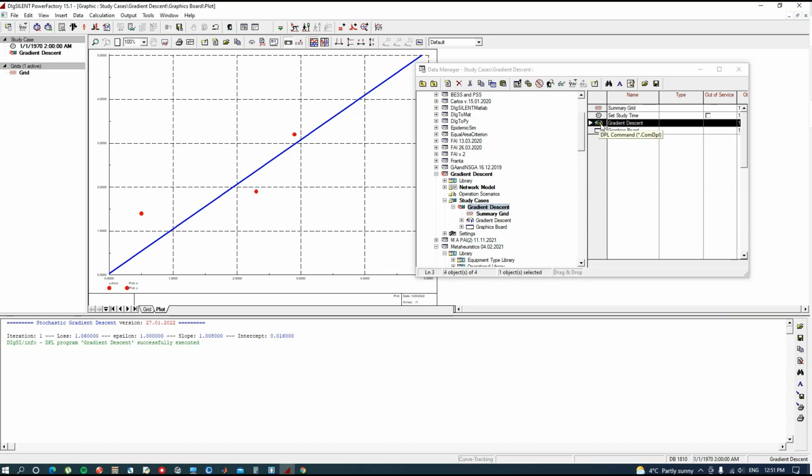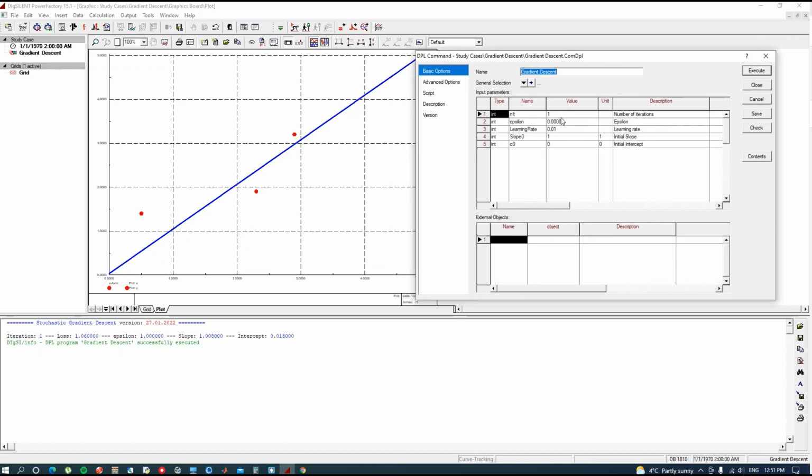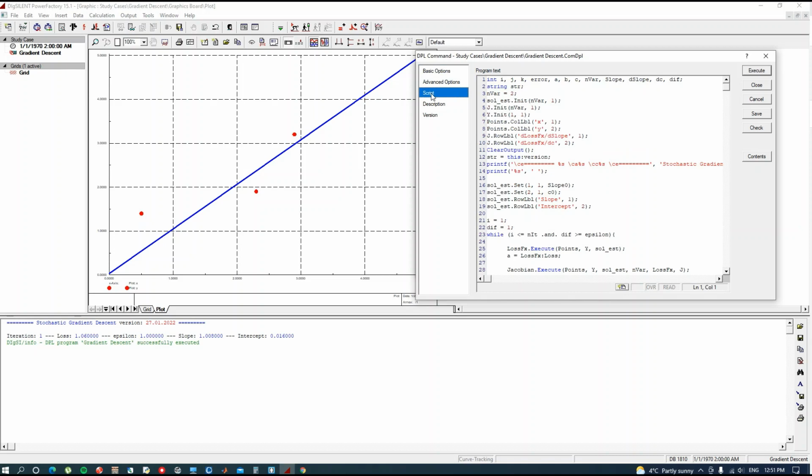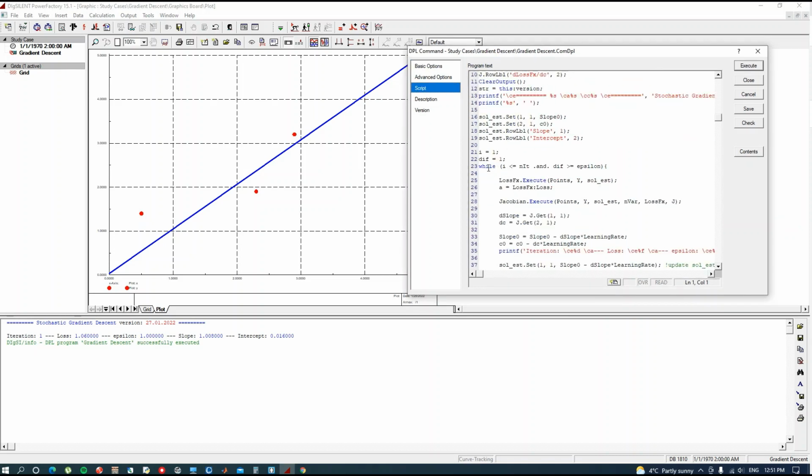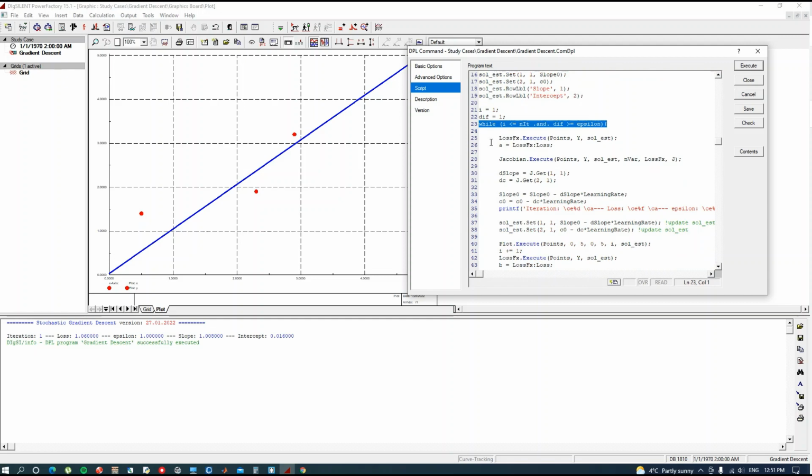For this we're going to use gradient descent, as I mentioned, and the algorithm starts with a loop in which we compute the loss function, I mean the sum of square residuals, starting from an initial or estimated solution, which is 1 and 0: 1 meaning slope 1 and 0 meaning intercept 0.